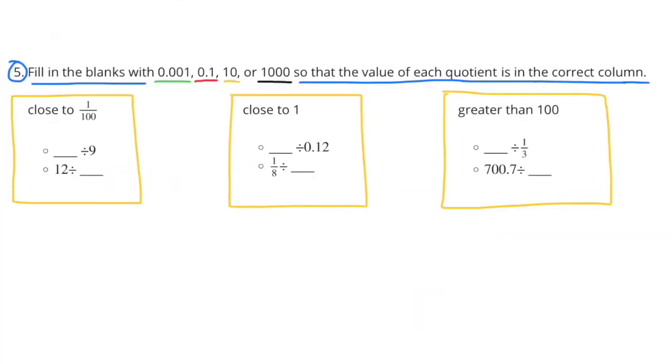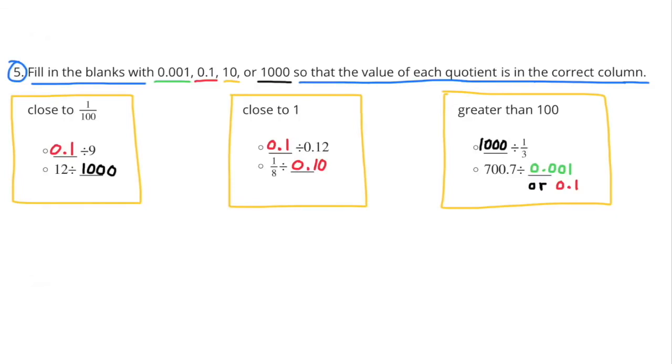Number 5. Fill in the blanks with 1/1000, 1/10, 10, or 1,000, so that the value of each quotient is in the correct column. In the close to 100th column, I put 1/10 divided by 9 and 12 divided by 1,000. In the close to 1 column, I put 1/10 divided by 12/100ths and 1/8 divided by 10/100ths. In the greater than 100 column, I put 1,000 divided by 1/3 and 700 7/10 divided by 1,000ths, or divided by 1/10.